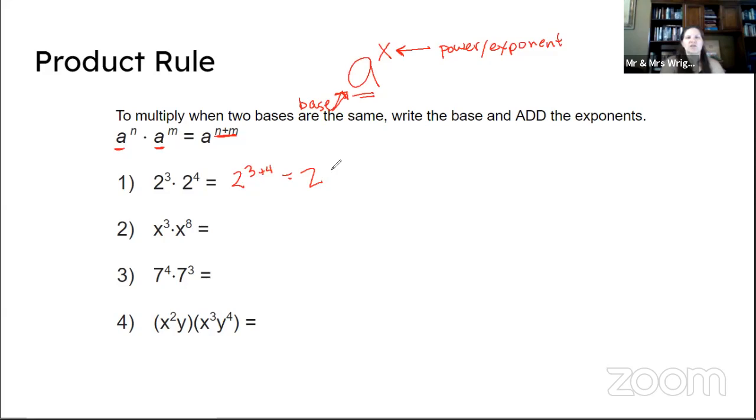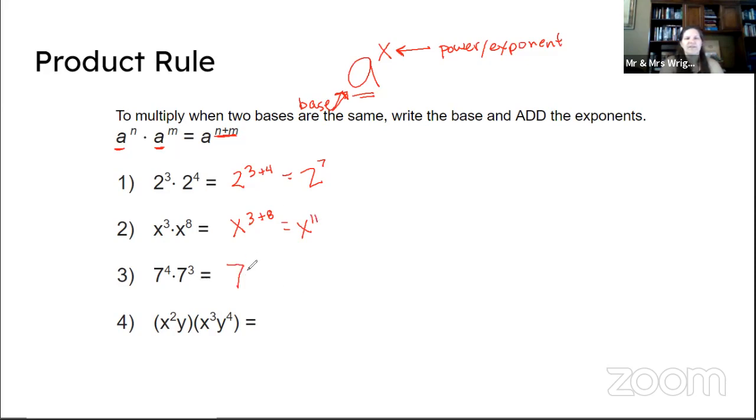So it's going to be 2 to the power of 4, 5, 6, 7: 2 to the power of 7. Here again, the same base, so I'm going to write the base and my exponents are 3 and 8. So when I add those together, I'm going to have x to the power of 8, 9, 10, 11: x to the power of 11.